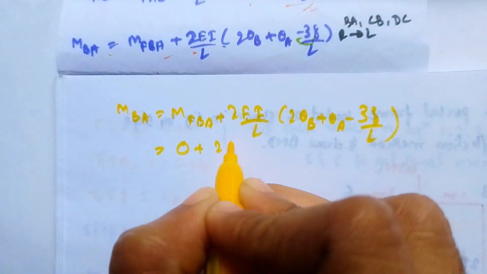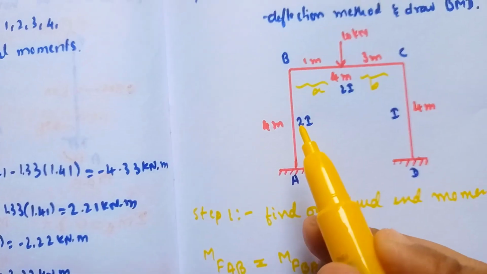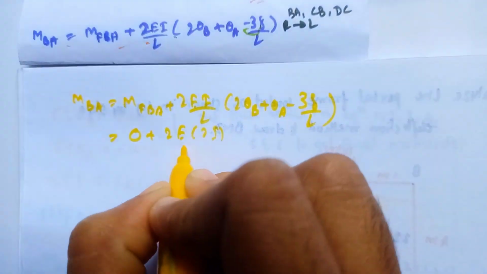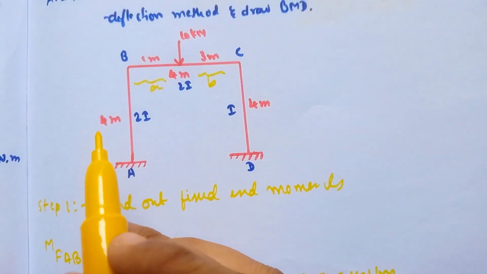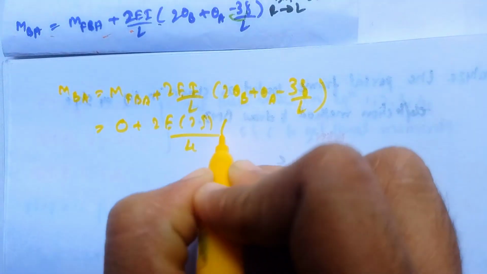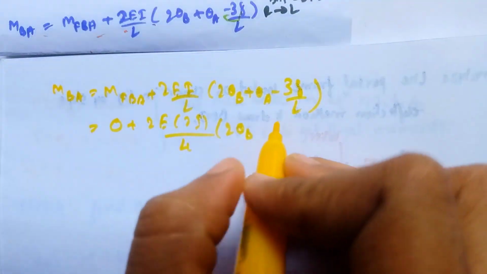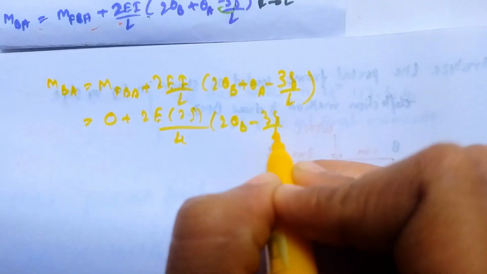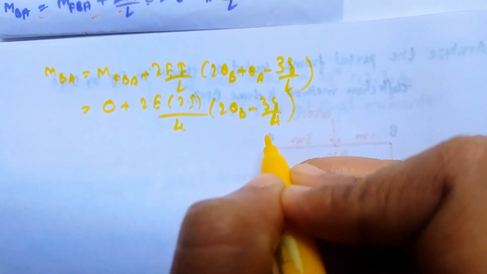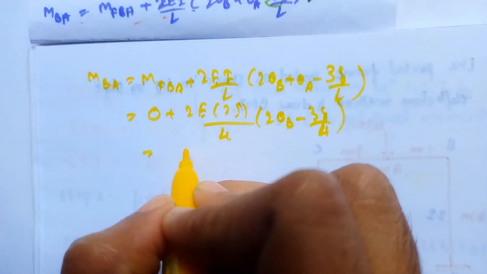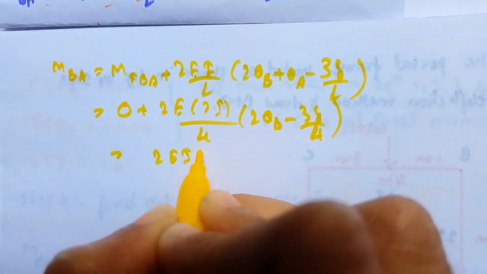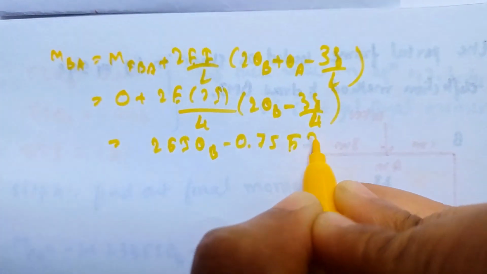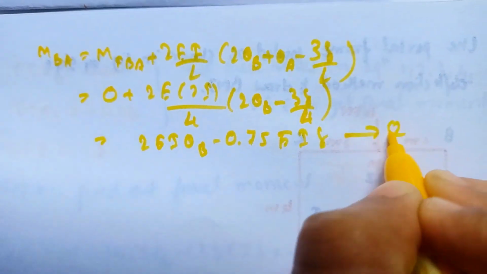So put this value there: 0 plus 2EI. The value for span BA is 2I, 2I divided by length 4 meters, 2 into theta B, which has some value, keep it as it is. Theta A is fixed and it becomes 0, I am not writing it. Minus 3 delta divided by length 4. Simplify it, and it will come out as 2EI theta B minus 0.75 EI delta. Call it equation number 2.